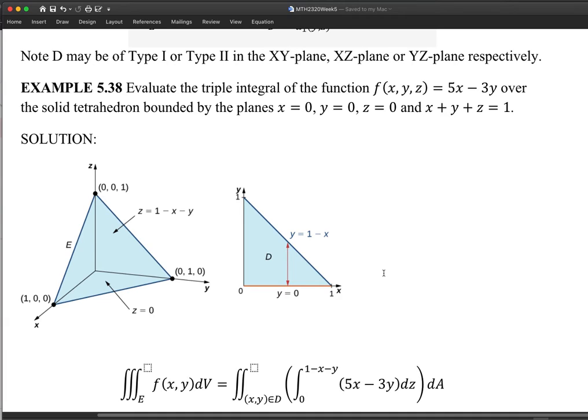Everyone, welcome back to the class of Calculus 3. We are working on triple integrals. Actually, this is the example we just finished. It is a triple integral over a tetrahedron.